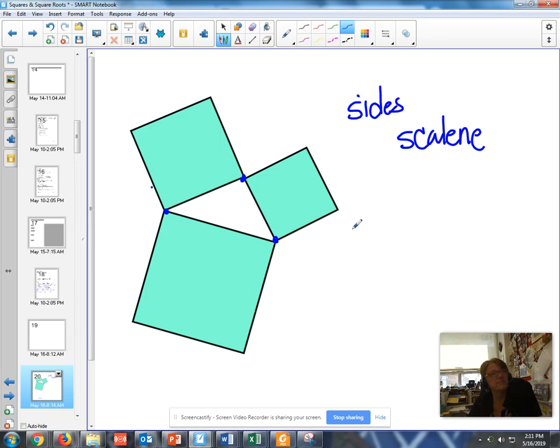They're scalene. Then I said, take a look at the angles. And even though we don't have a protractor, look at it and see if you can make a pretty good guess: are all three of the angles acute? Is one of the angles a right angle, which would make it a right triangle? Or is one of the angles obtuse, which would make it an obtuse triangle?